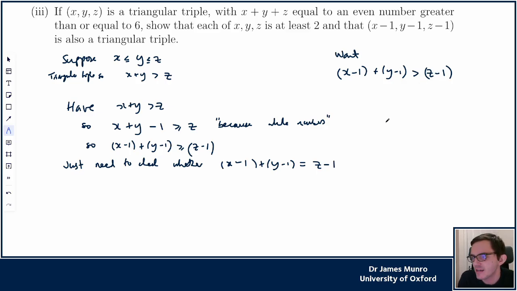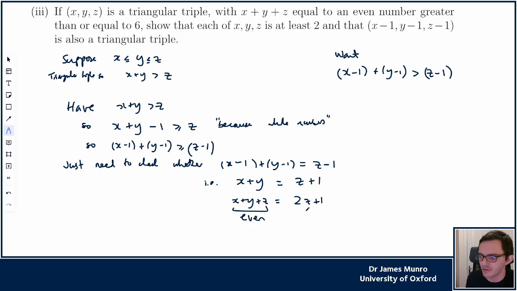Okay, if that's the case, then I think this is an oddness evenness sort of thing. x plus y would be equal to z plus 1, and what have I not used yet? I've not used the fact that x plus y plus z is equal to an even number, so I'm going to add that in now. I'm going to add a z onto both sides, just because I want to use the fact that this is an even number, whereas this is clearly odd, because it's 2z plus 1, so that's nonsense. So we don't need to worry about that case at all. In fact, this inequality is a strict inequality. x minus 1 plus y minus 1 is bigger than z minus 1.